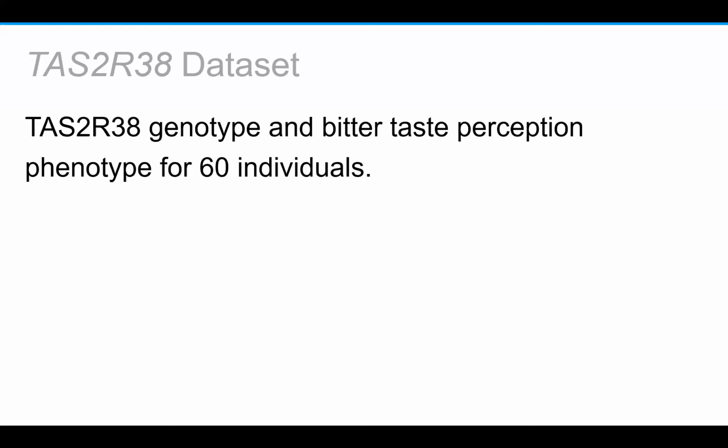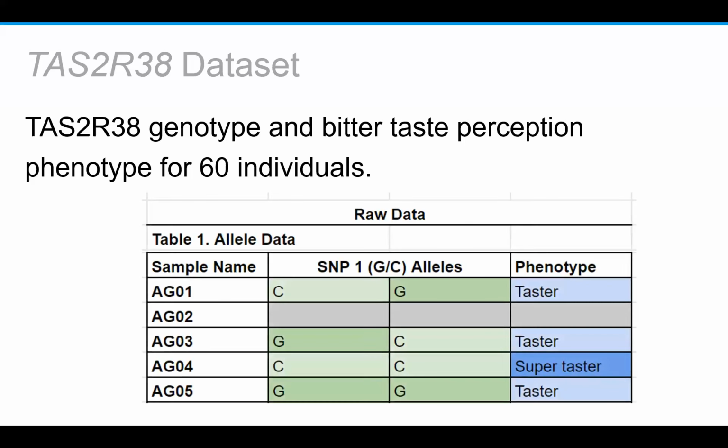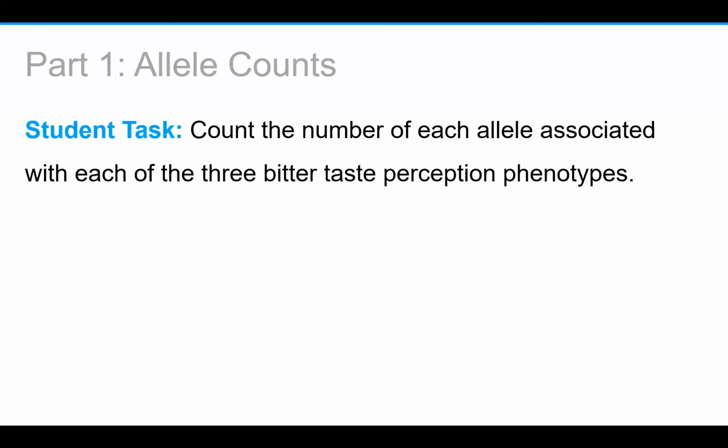The data is provided to students in a table. For the spreadsheet version, it is provided in the spreadsheet, while for the paper-based version, it is printed in the handout. This screenshot shows just the first 5 rows of the table. In the first part of the activity, students count the number of alleles associated with each of the 3 bitter taste perception phenotypes: supertaster, taster, and non-taster, based on the data in that table.